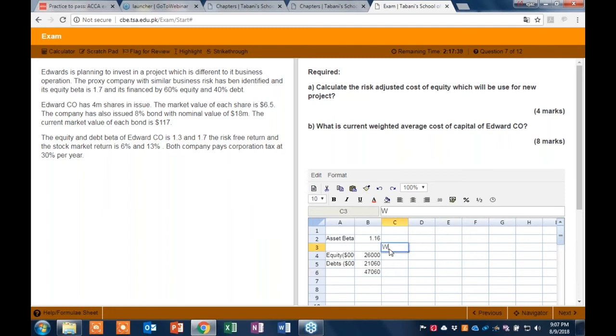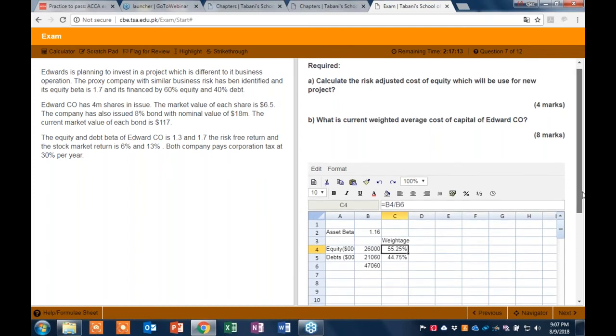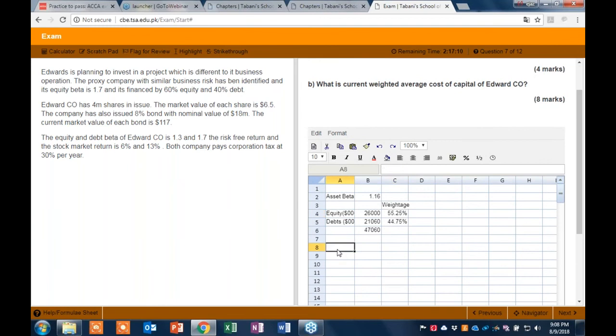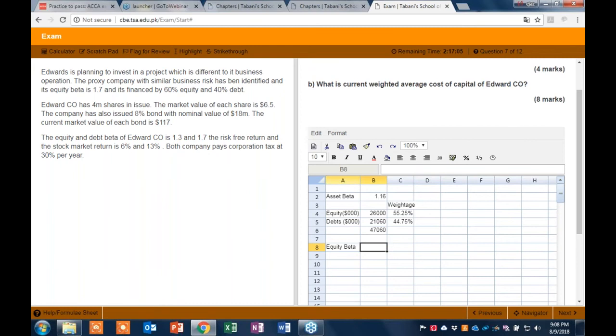Now, if we calculate the weightage, it's 26,000 divided by 21060 divided by total value. So here we go, we've got the weightages here. So we can take it as 55% and 45%. So let's calculate equity beta again. But this time we have to use the weightages of Advert company to incorporate the financial risk of the company.